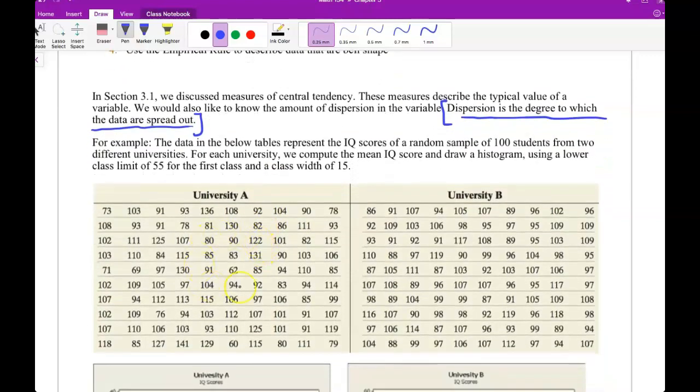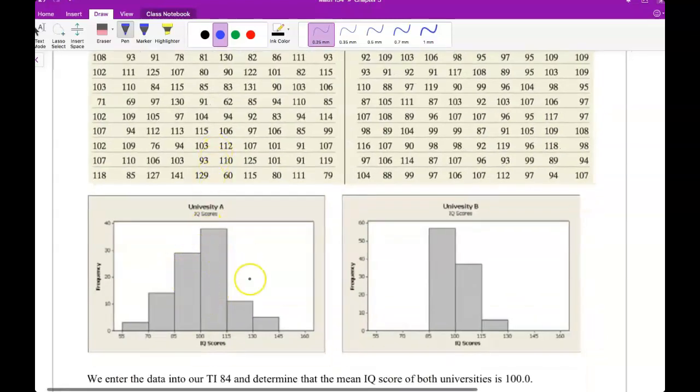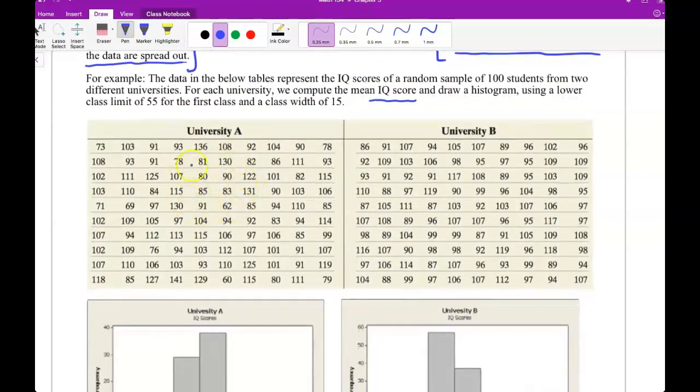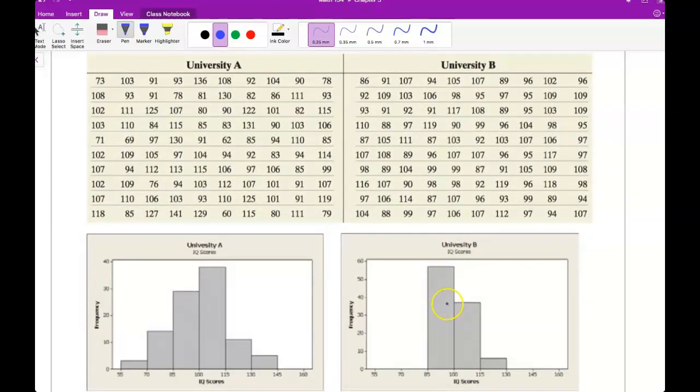On this example, we have two data sets. One is from University A, the other one is University B, and for each one we have 100 students. We compute the mean IQ score and also draw a histogram for each one. This is for University A, based on the data sets we have here on top, and this is the histogram for University B.